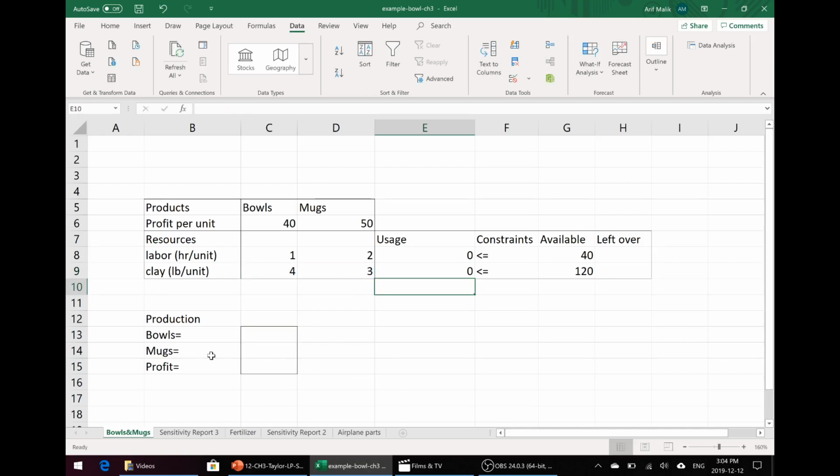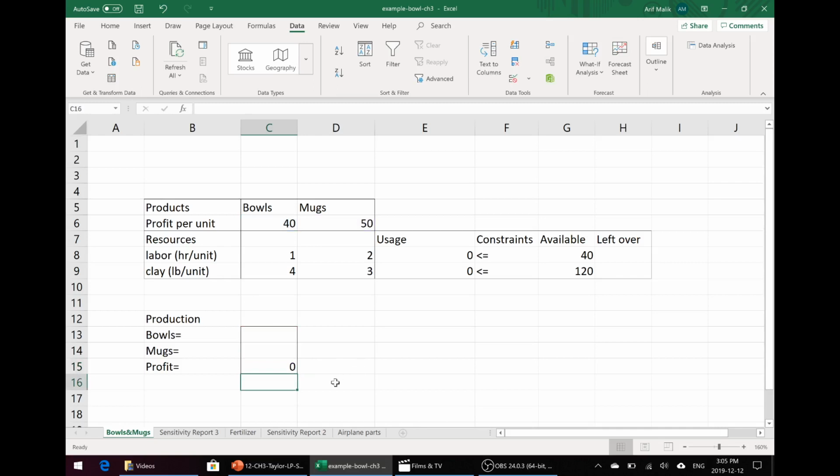So these are the formulas here. And for profit also we should have 40x1, the number of bowls, plus 50x2. So equal to 40 multiplied by the number of bowls plus 50 multiplied by x2.